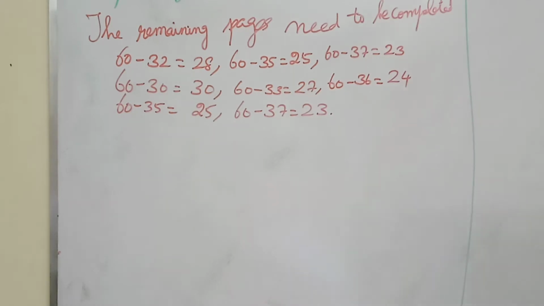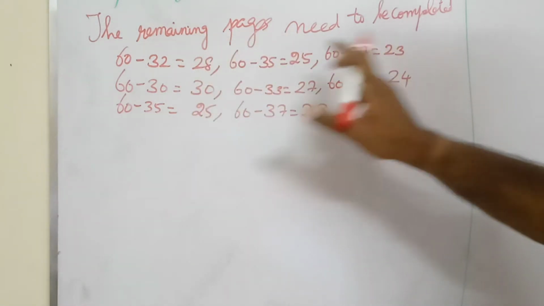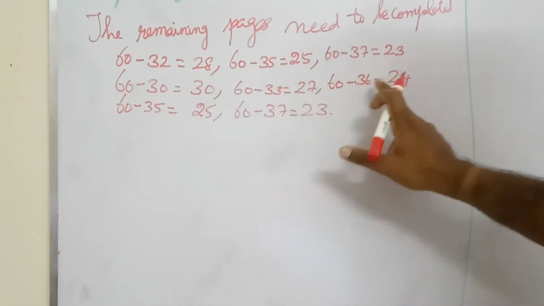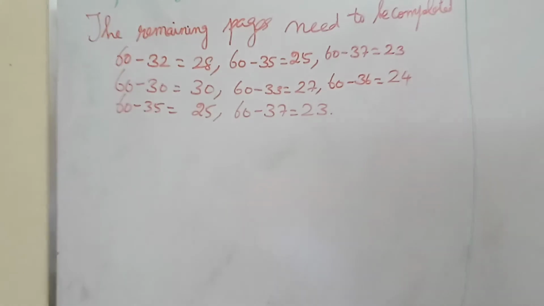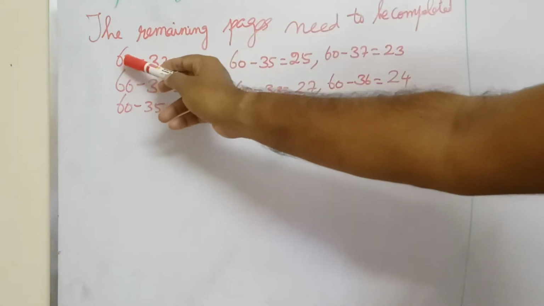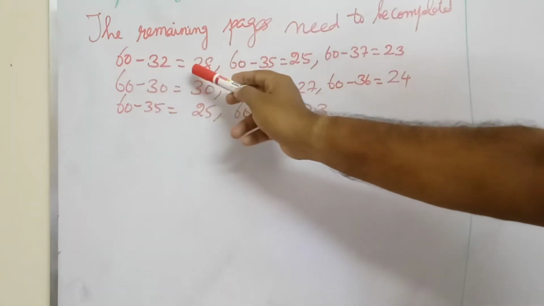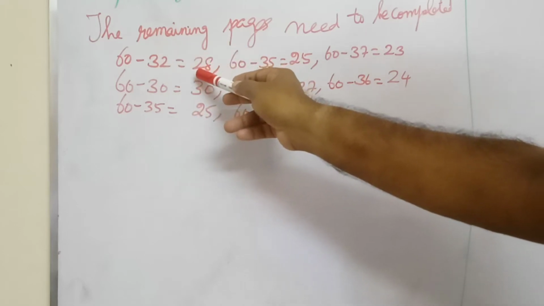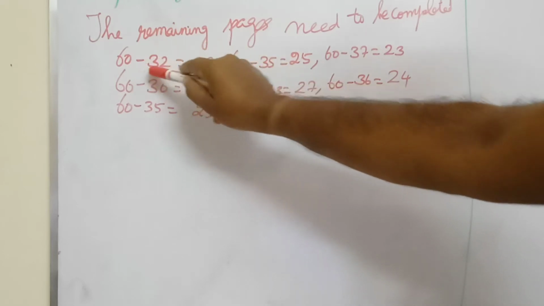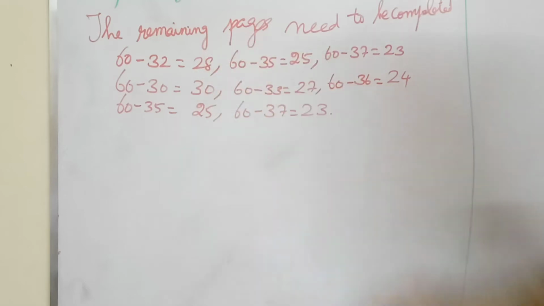That is, totally 8 students are there. 1, 2, 3, 4, 5, 6, 7, 8. So in these 8 students, remaining pages, in the record notebook totally 60 pages. So among those 60 pages, first student need to complete 28 pages because he completed only 32, but remaining 28 is there. So likewise only the calculation we have done.